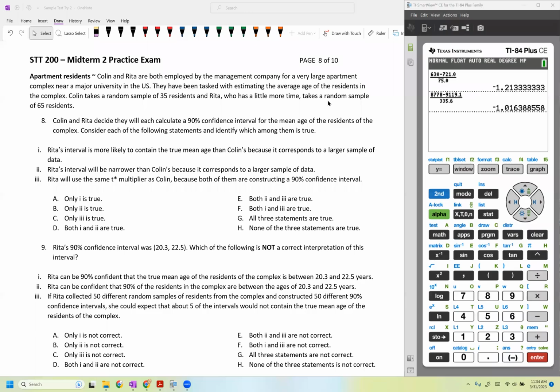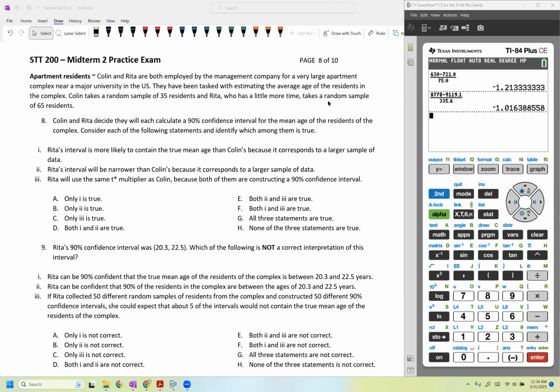All right, here's problem number 8 and 9 from the practice midterm. Colin and Rita are both employed by a management company for a very large apartment complex near a major university in the U.S. They have been tasked with estimating the average age of the residents in the complex. Colin takes a random sample of 35 residents. Rita, who has a little bit more time, takes a random sample of 65 residents.